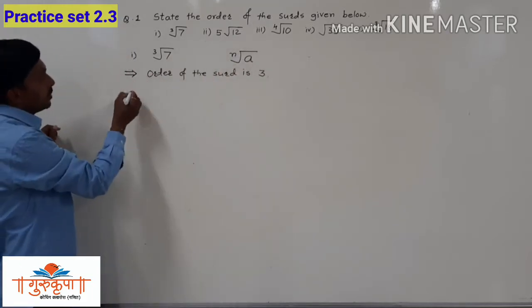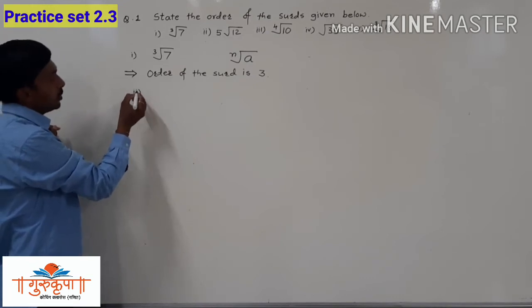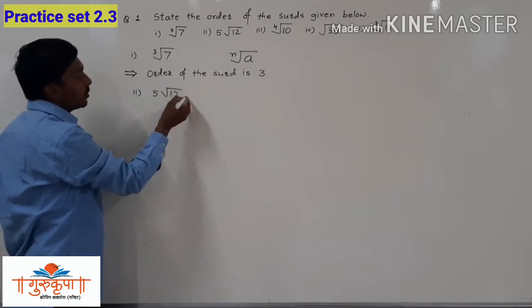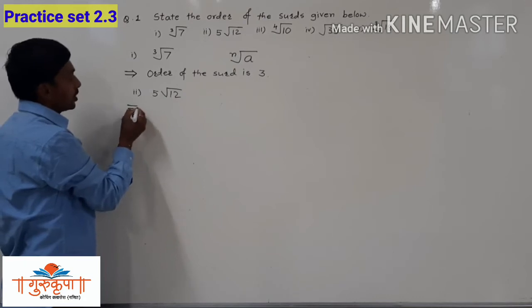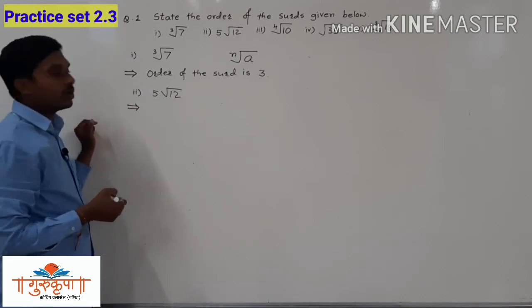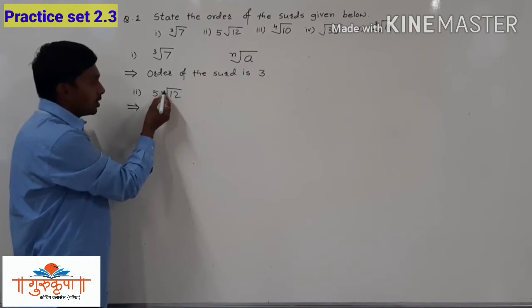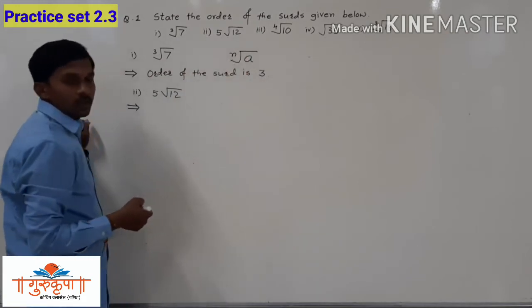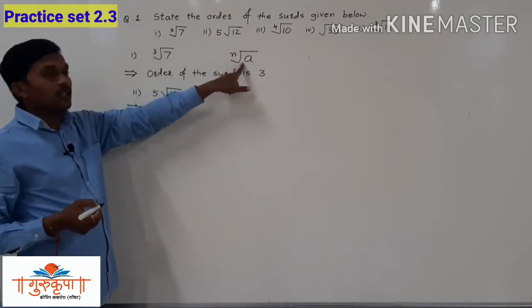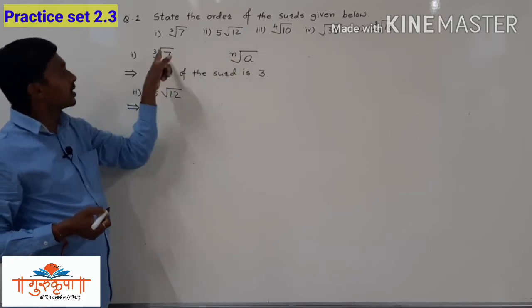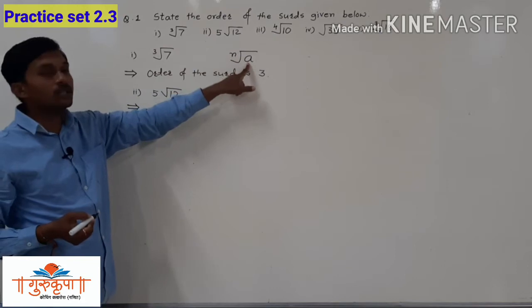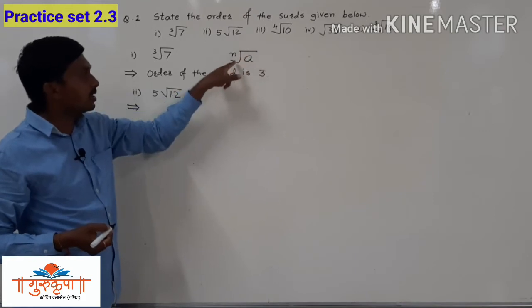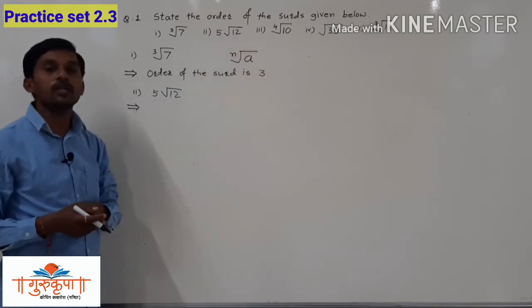Now we have the second example. In the second example we have 5 into root 12, that is the given surd, and we have to write the order of the surd. Now nothing is there in place of n. If nth root a is an irrational number, then it is called a surd, and here n is the order of the surd. A is a positive rational number called the radicand, and this is the radical sign. These 3 things we have to remember carefully about the surd.